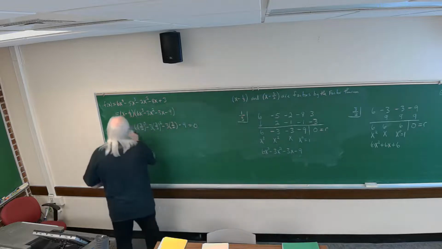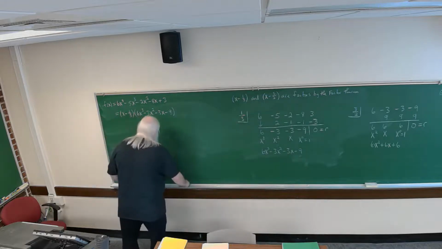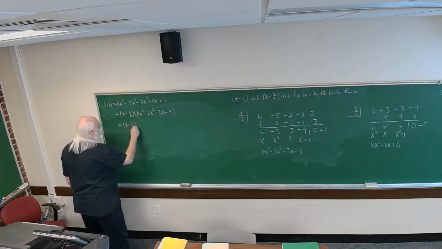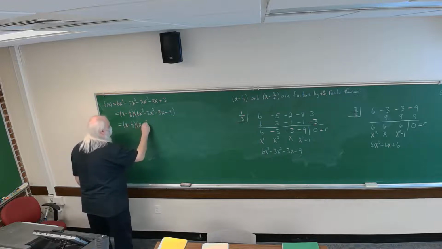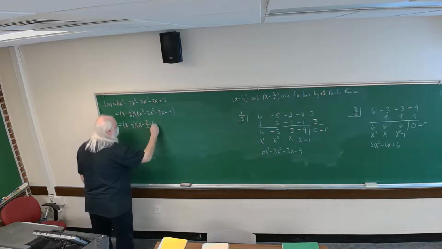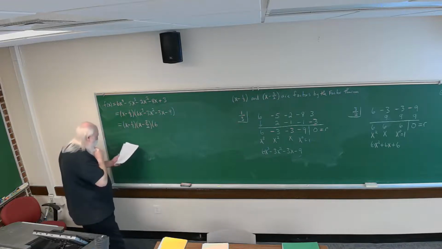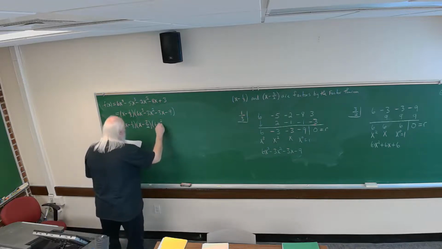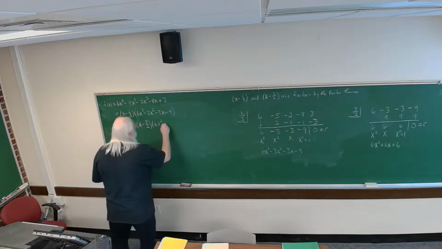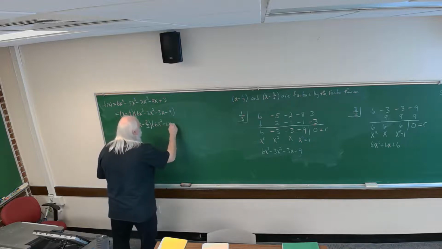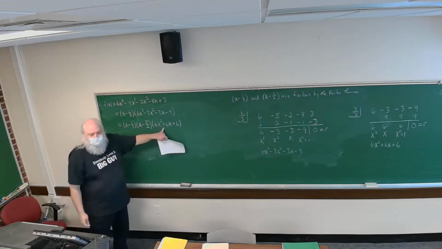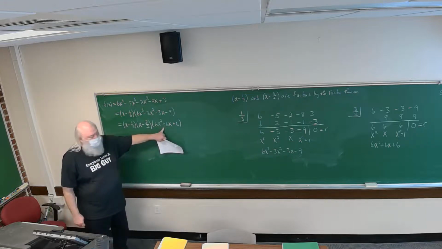So over here, our 4th degree polynomial can be written as x minus 1/3 times x minus 3 halves times 6x squared plus 6x plus 6. Now in this, we're going to set this equal to 0 and solve for x.